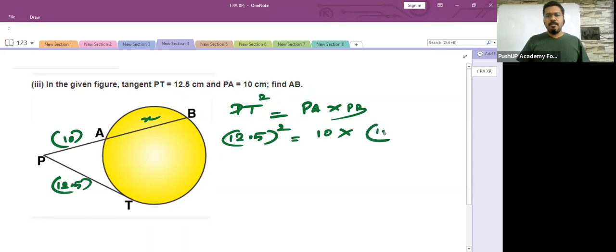What will be PB? PB will be 10 plus X. Don't you feel so? Because from this point P till this point B, what would be the length? The length of PA plus AB. PA is 10, AB is X. So PB would be 10 plus X. 12.5 the whole square is how much?